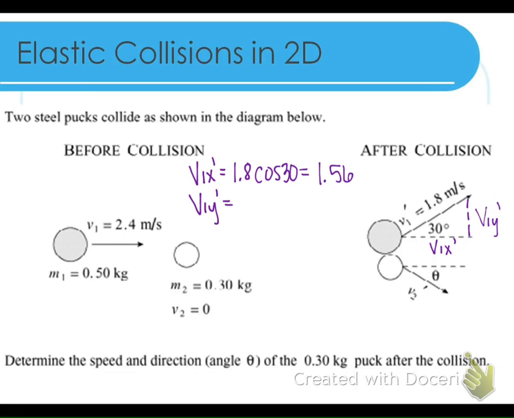Okay, so to solve for that, we'll take 1.8 times sine of 30 because it's opposite of our 30-degree angle, and we get about 0.9. Is that going in the positive y direction? Yes, so it gets to stay positive.